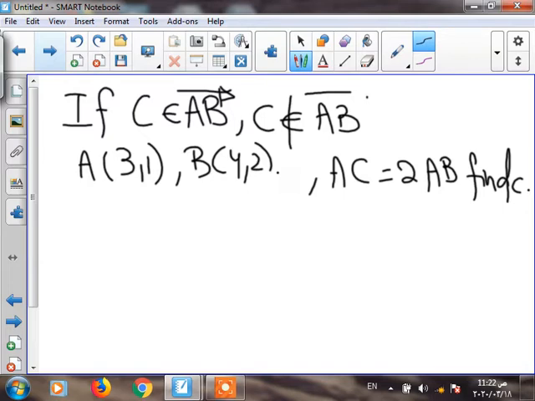If C belongs to the AB ray and doesn't belong to the AB line segment, how can I draw it? I will draw a straight line, and this is A and this is B.